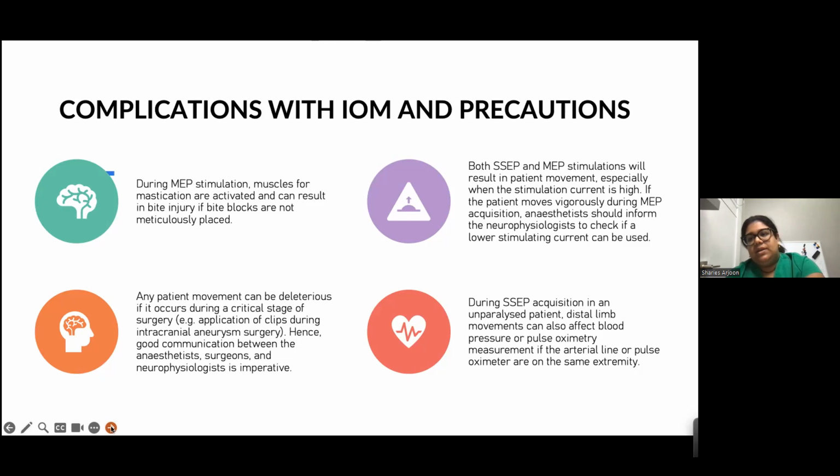Both SSEP and MEP stimulations will result in patient movement, especially when the stimulation current is high. And if the patient moves vigorously during MEP acquisition, the anesthetist should inform the neurophysiologist to check if a lower stimulating current can be used. During SSEP acquisition in an unparalyzed patient, distal limb movements can also affect blood pressure or pulse oximetry measurements if the arterial line or pulse oximeter is on the same extremity.